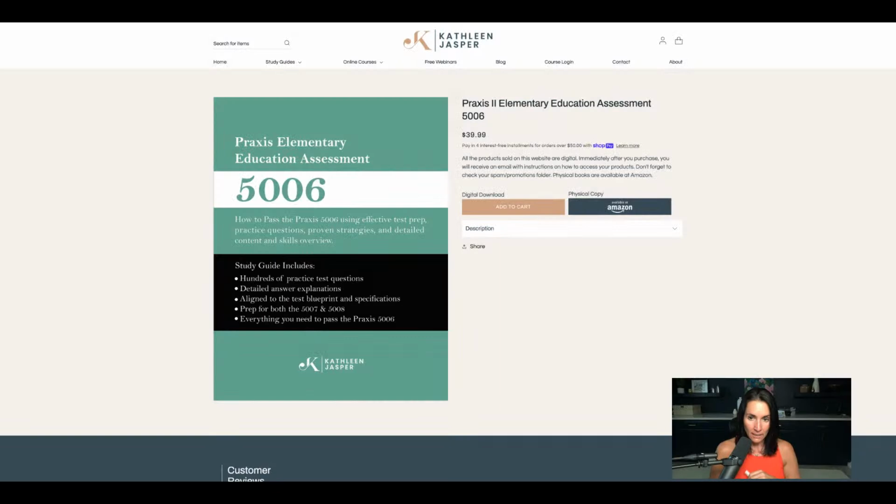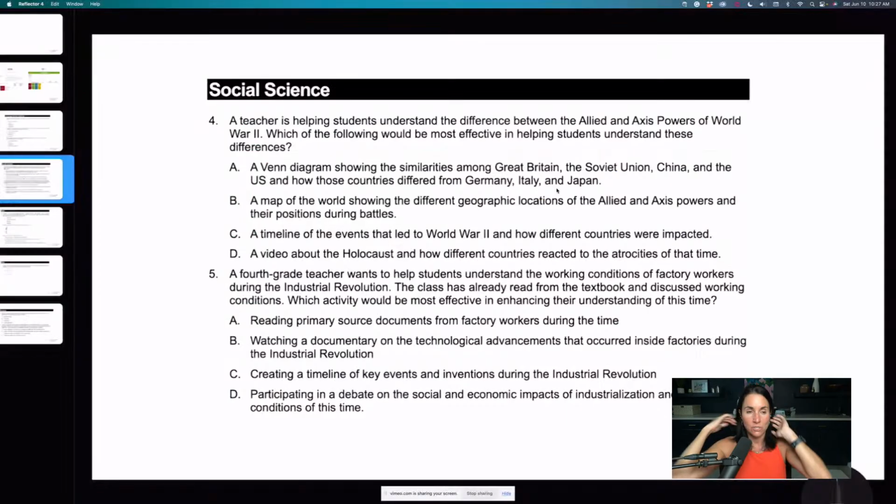I'm going to go to the social studies part. Let me share my screen again here. And let's have a look at this. Now, this is an example of what a social science question is going to look like on these exams. So both the 7811 and the 5006. On the 5006, the social science is in with the language arts and reading. So it's going to be part of the 5007.